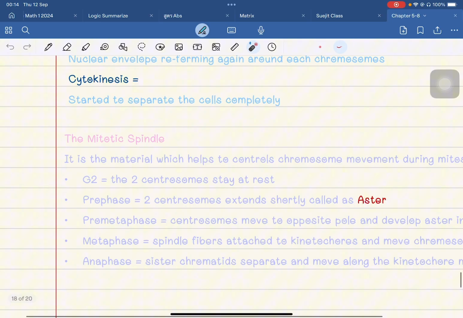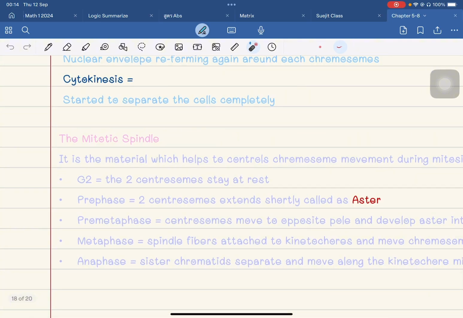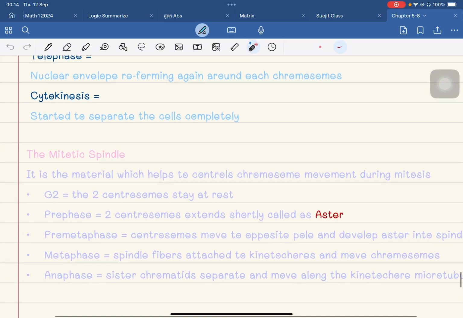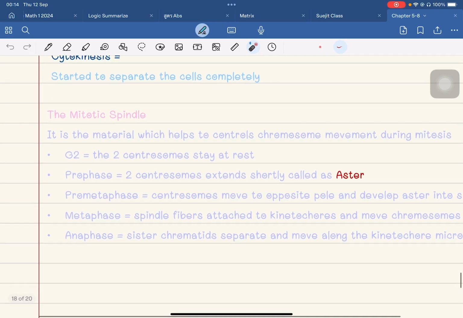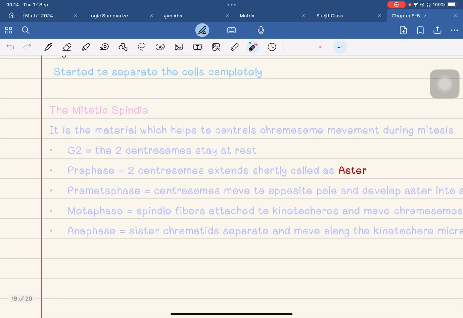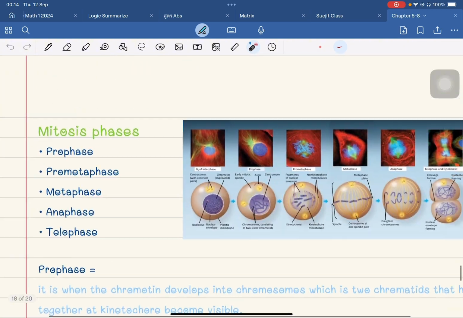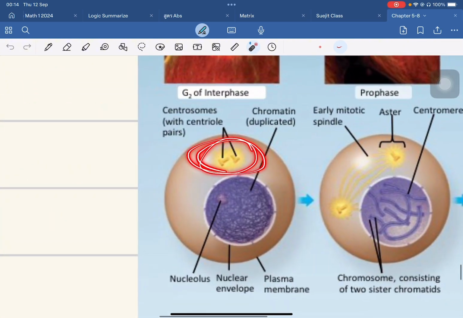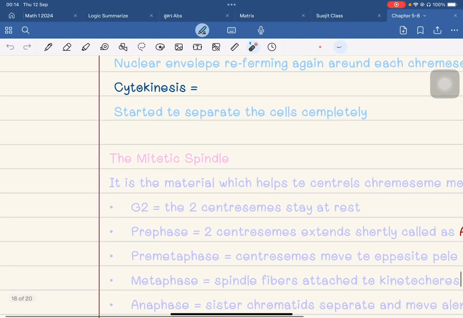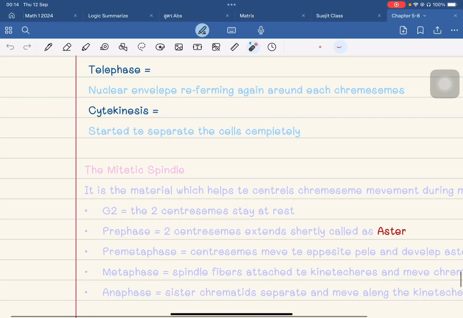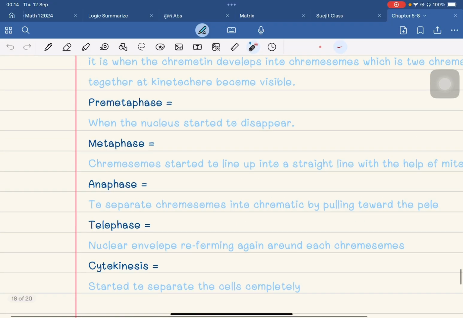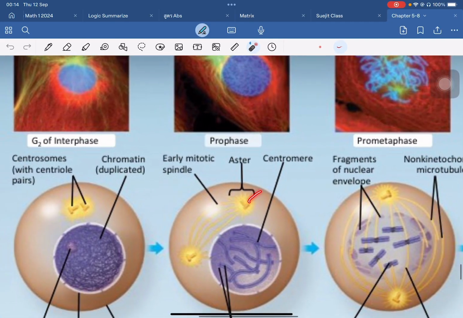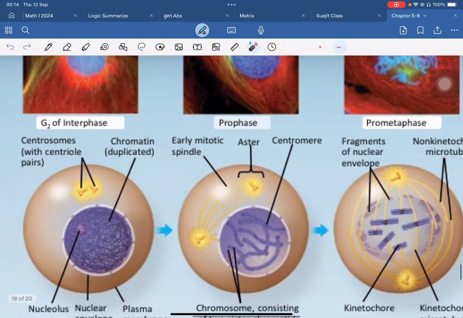Mitotic spindles. It is the material that helps to control chromosome movement during mitosis. The process starts from G2. The two centrosomes stay at rest here, as you see. Then in the prophase, the two centrosomes start to extend short fibers called asters. As you see, they're starting to extend, and they're also starting to extend some spindles already.